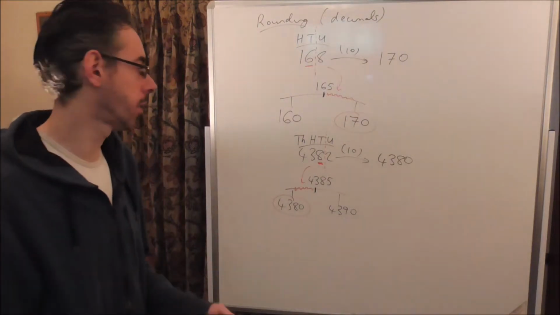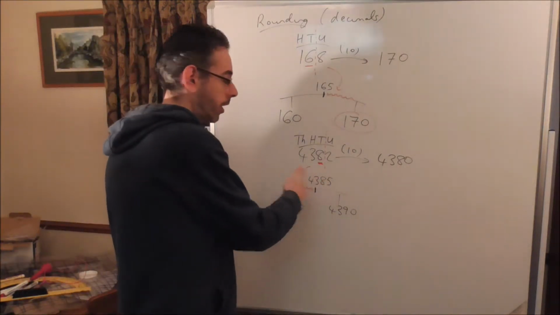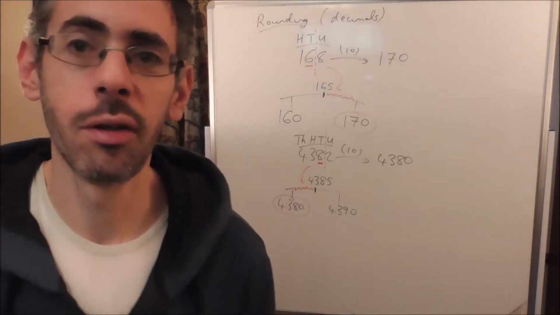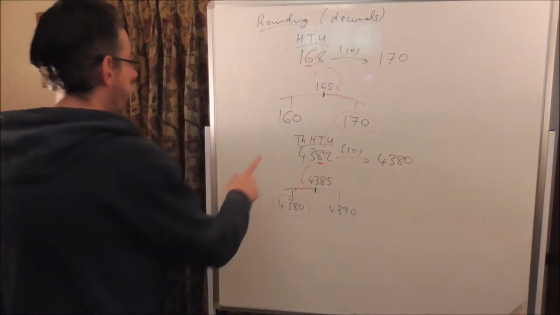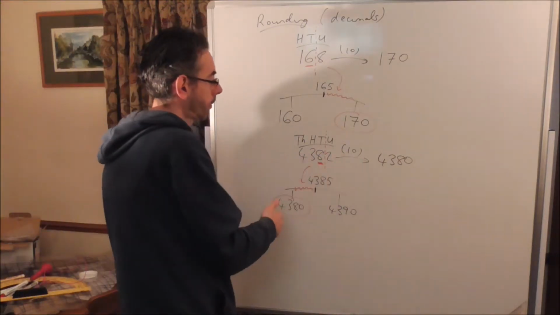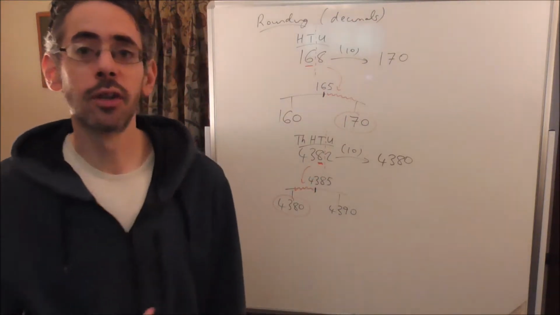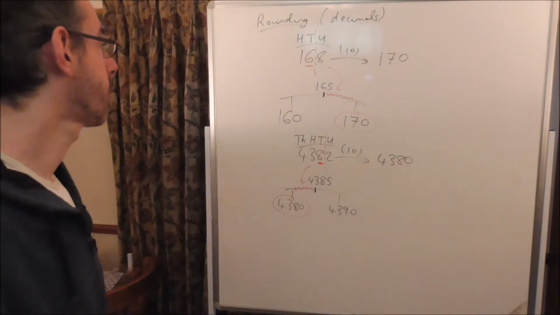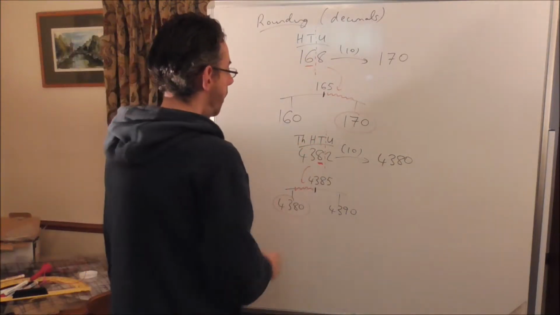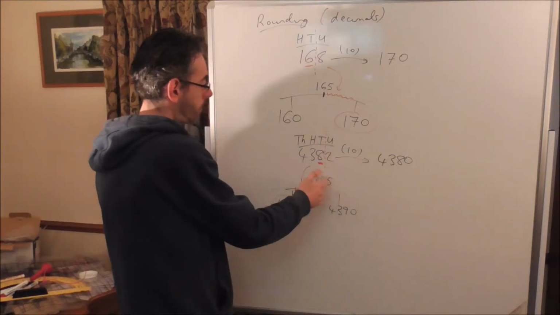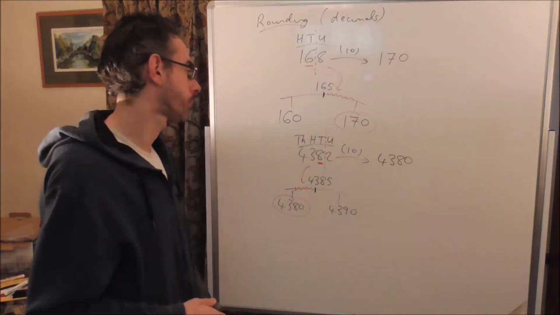So to round to the nearest 10, you've got to think, what are the two tens numbers that it's between? So here we had 4,380 something, which tells you it's between 4,380 and 4,390, and then you've got to decide which one it's closest to. So you look after the tens digit, more than 5 it rounds up, less than 5 and it rounds down.